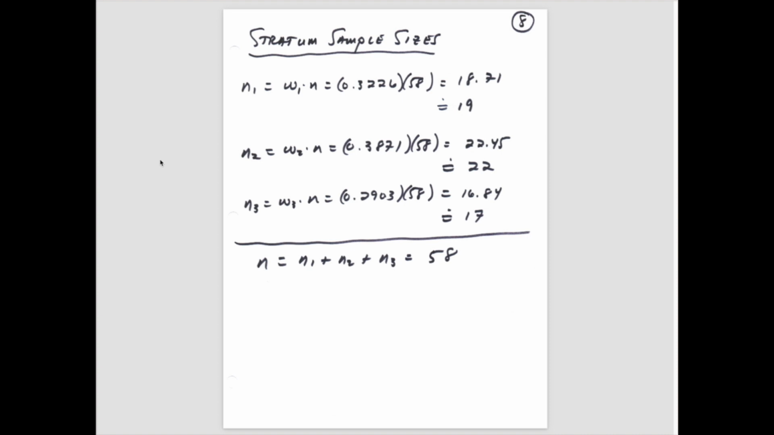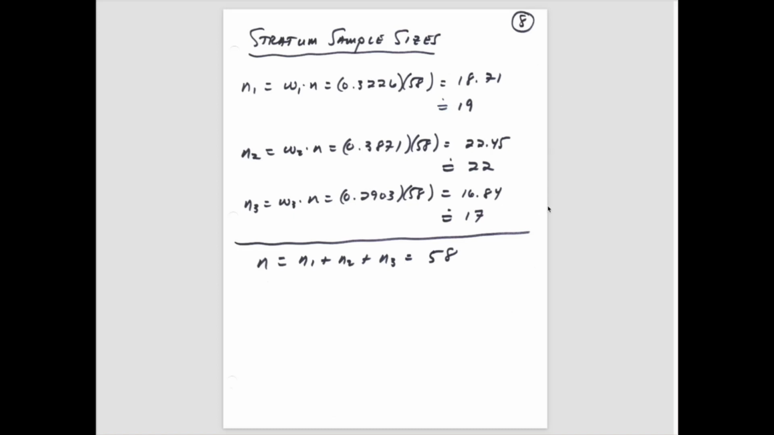Okay, so then applying those allocation ratios to the overall sample size, the 58, we get a sample size of 18.71, which we bump up to 19 observations from stratum 1, 22.45 observations from stratum 2, and in this case what I'm going to do is round these, so I'm rounding the 18.71 up to 19, rounding the 22.45 down to 22, and I'm rounding the 16.84 to 17.